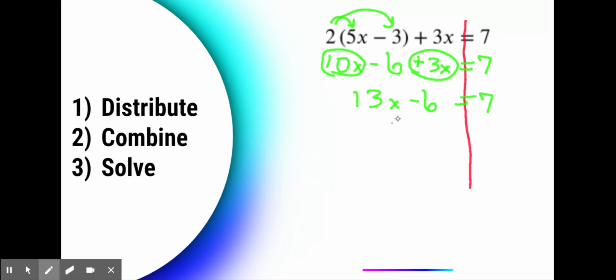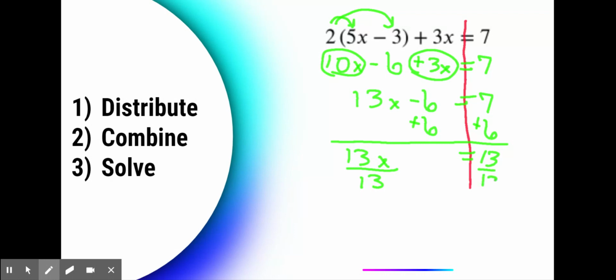We are old pros at this by now, so we will just solve. I have minus 6, so I'm going to add 6 to both sides. I'm going to bring down 13x equals 13. Divide both sides by 13. And x is 1. And remember, we're not going to show this today, but you could take this 1 and substitute it back up here for x, and if you then simplify this side with x equals 1, you should get 7. So you can check any equation to make sure you got it correct.